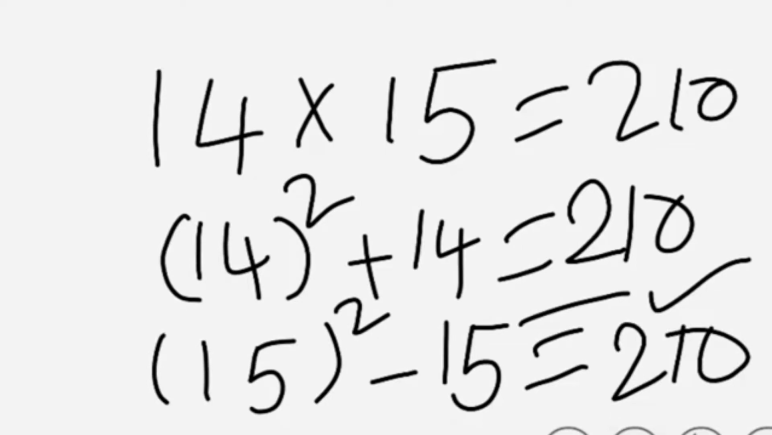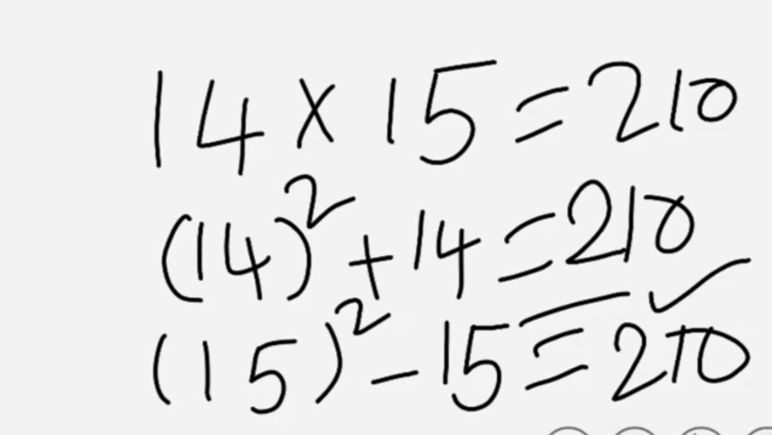If you want to take the small number, just take the small number, square it and add the small number. If you want to take the big number, just take the big number, square it and subtract the big number. So that is the main process. So calculation of any two consecutive numbers' multiplication is very easy.